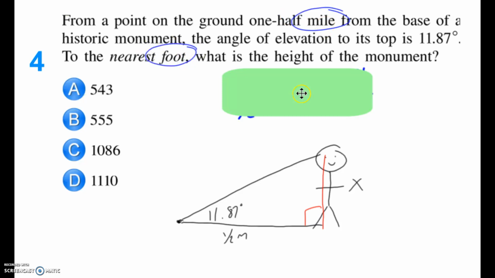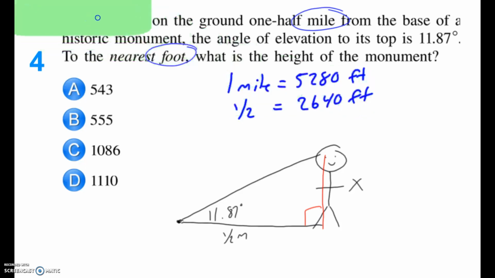On your reference sheet, they do give you that 1 mile is 5,280 feet. So 1/2 a mile is 2,640 feet. So instead of thinking of this as 1/2 a mile down here, I'm going to convert it to feet. I'm going to put it as 2640 feet because I want this in feet. And so you got to work in the same unit throughout the triangle. And so just watch out and circle the units as you go. Make sure there's no conversion.